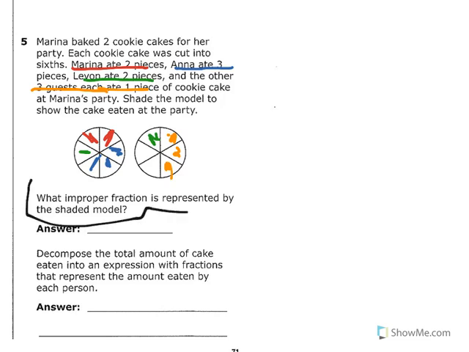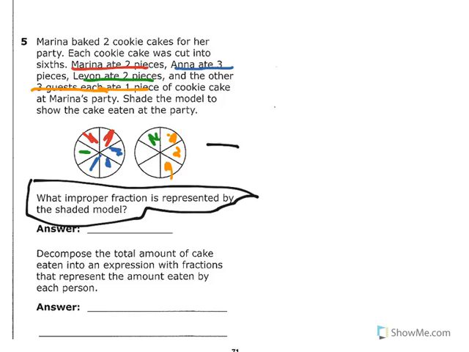You need to box our question in. Okay, what improper fraction is represented by the shaded model? So we know improper fractions. An improper fraction is a fraction that has a numerator that is the same or greater than the denominator. So the cookie is cut into 6.